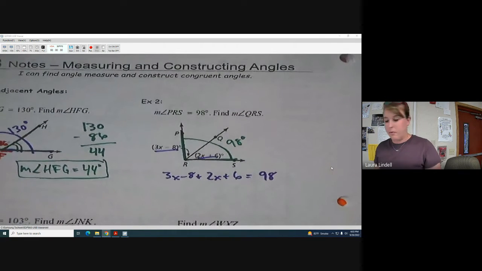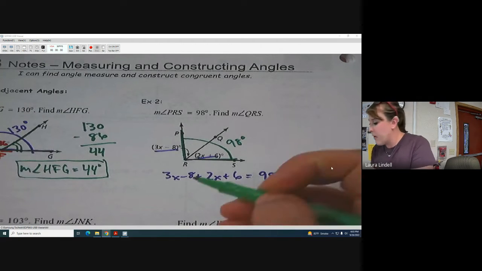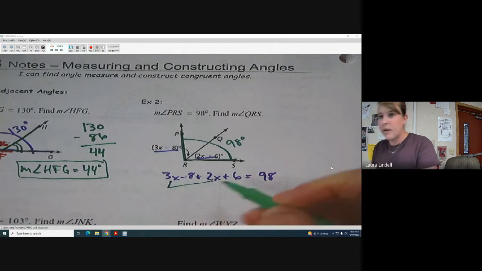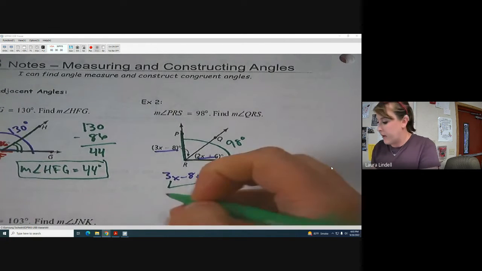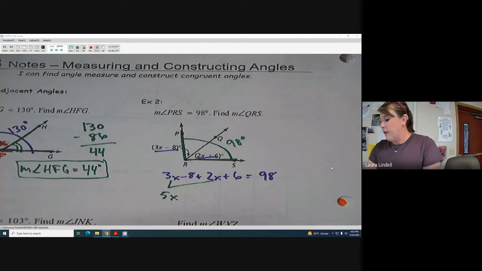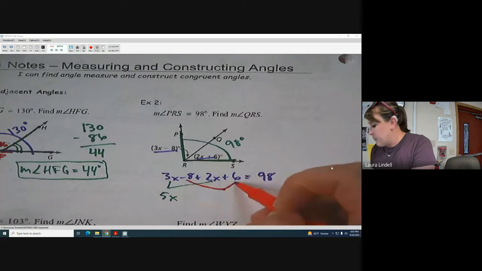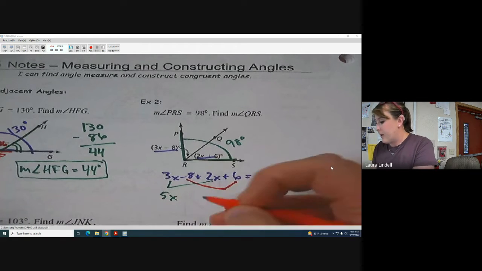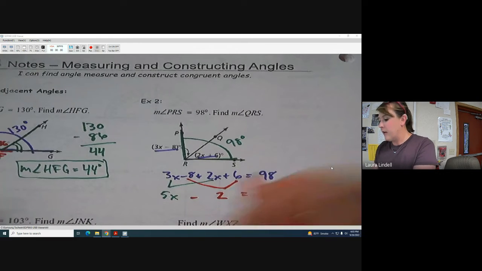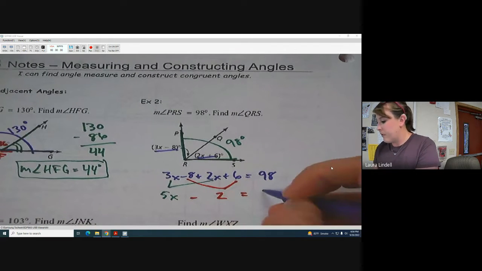And now we're going to go through and solve this. So I've got to start by combining my like terms. Anything with an x in it, we've got 3x and we have 2x, which together makes 5x. We have minus 8 and plus 6. That gives me minus 2 if I combine those. And then it's still equal to 98.